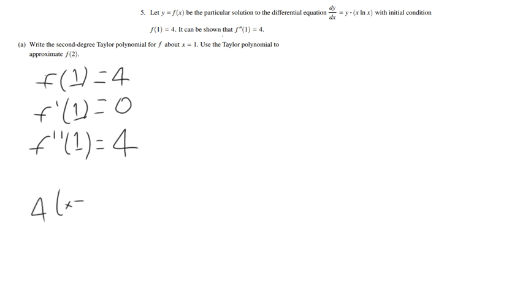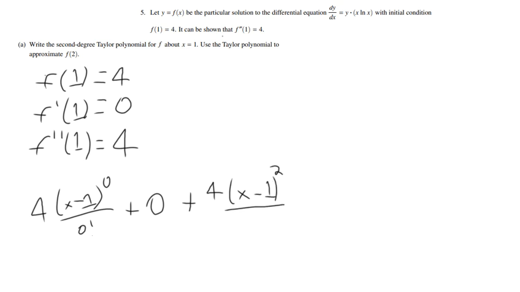All right, so we know that our second degree Taylor polynomial is going to be 4 times (x minus 1) to the 0 over 0 factorial. This is 1. You don't have to write it. Up to you. Plus 0. I'm not even going to worry about the rest. Plus 4 times (x minus 1) squared over 2 factorial. So here's our second degree Taylor polynomial.